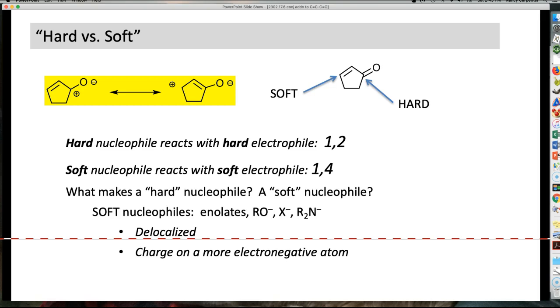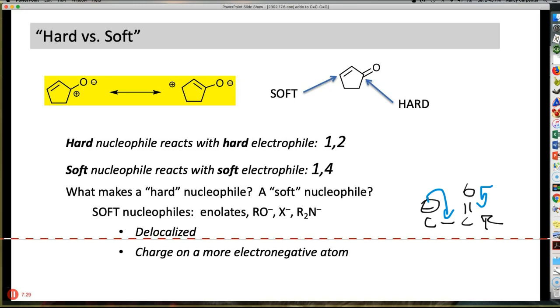So a soft nucleophile is one, for example, that is delocalized. An enolate would be a great example of a soft nucleophile because the charge is delocalized throughout the CO system. Okay, that's a good example, but what about these guys? Well, those guys would all be considered soft nucleophiles because the charge is on a little bit more electronegative atom, say more so than a C- or a C- of an organolithium.